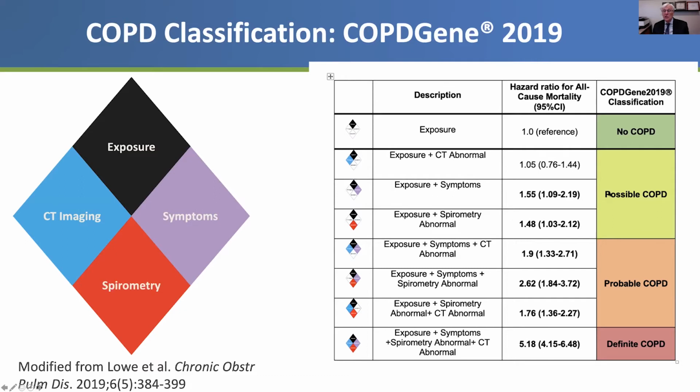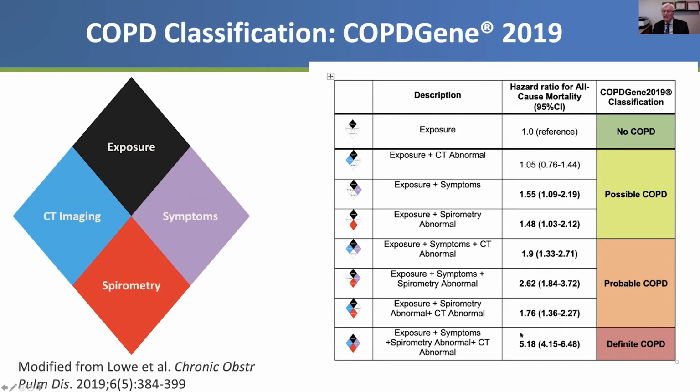So in this intermediate group here, we call this possible COPD. You see the all-cause mortality was about 1.5. Then it rose to 2 or more in the patients we call probable COPD, such as a patient with cigarette smoking, symptoms, and abnormal CT scan, patients with smoking history, symptoms, and abnormal spirometry, or people with all 4 of those together. And patients down here have 5 times the mortality, 5 times the risk of dying than people without this constellation of findings.